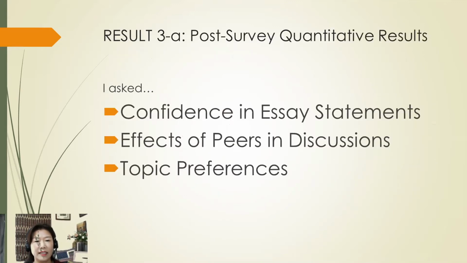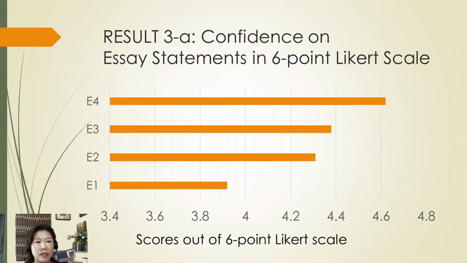Okay, next, post-survey quantitative results. I asked students their confidence in essay statements and the effects of peers in discussions and topic preferences. First, confidence changed. In 6-point Likert scales, students chose the number, and gradually from essay 1 to essay 4, they became confident in stating in their essay.